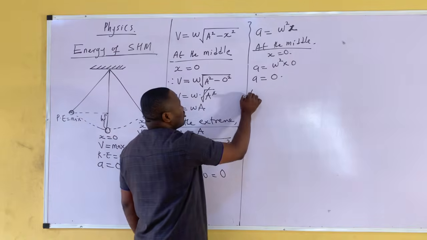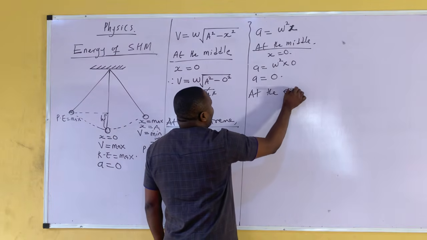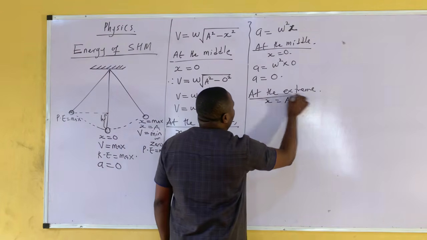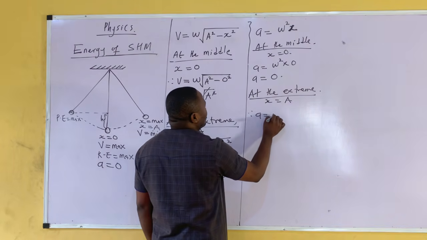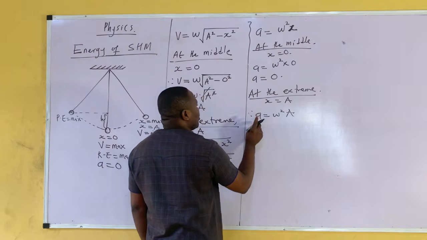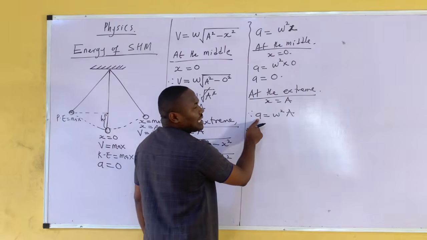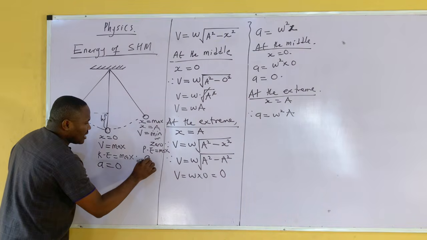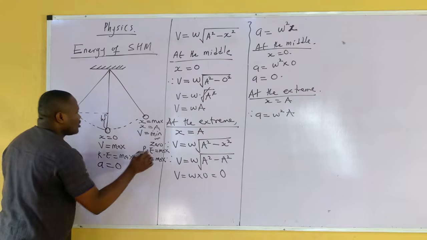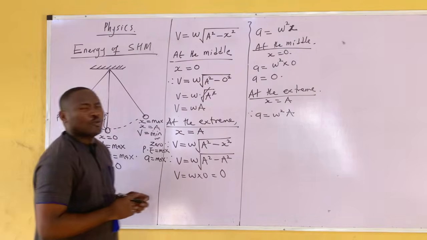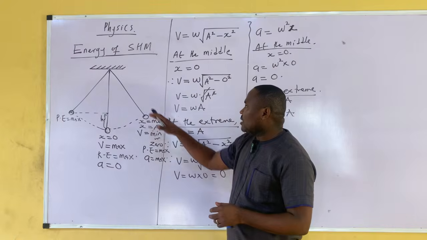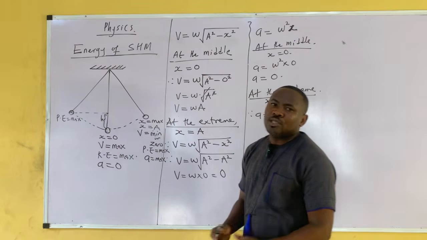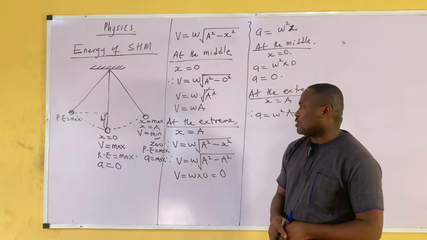What about at the extreme? At the extreme, x will be equal to A. Therefore, a is equal to w squared A. So it means that where you see A, that thing is maximum. So at the extreme, acceleration is maximum. This has enabled us to show what is minimum and maximum at the extremes and what is minimum or maximum at the middle.